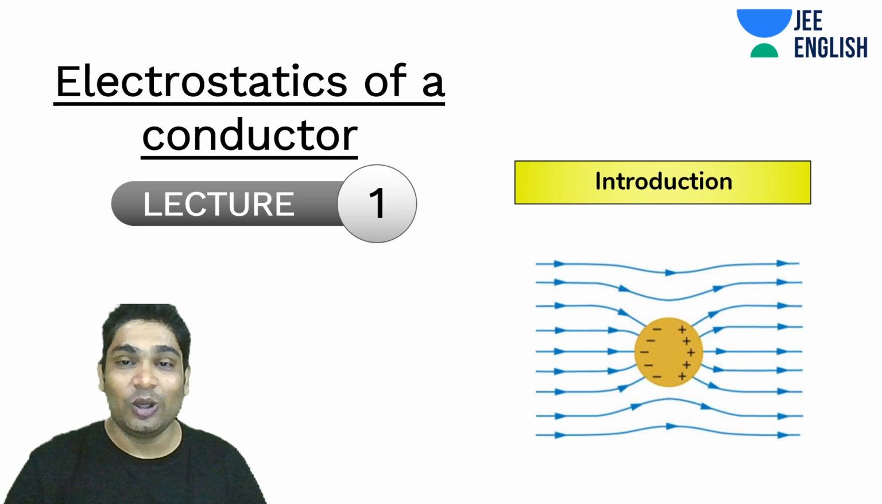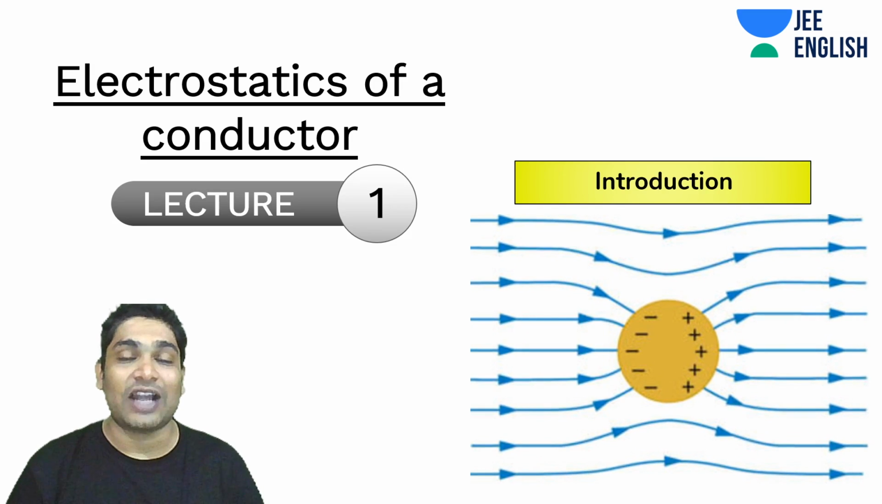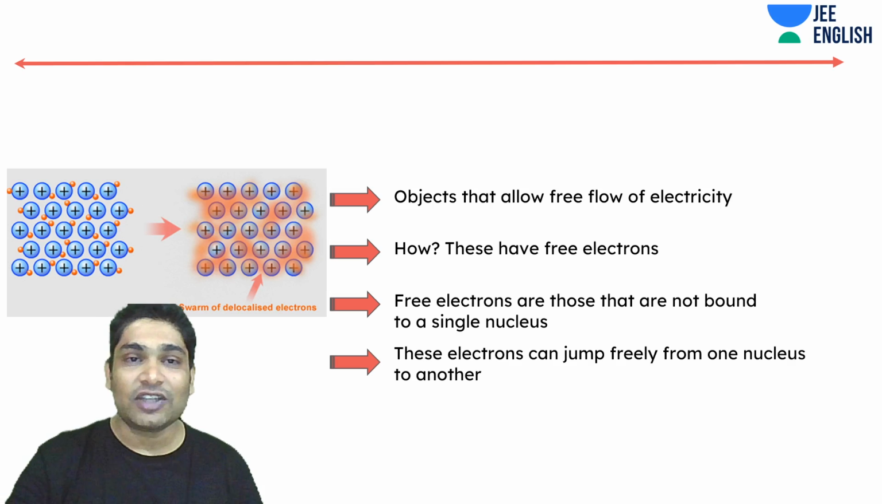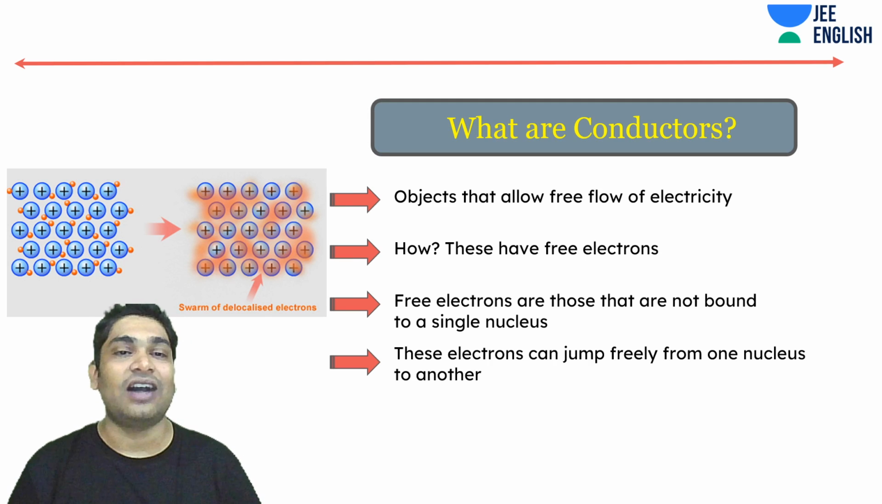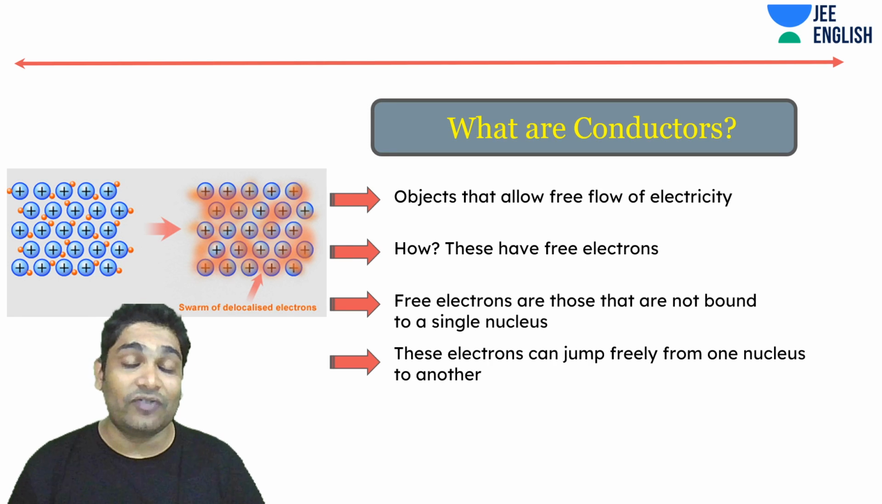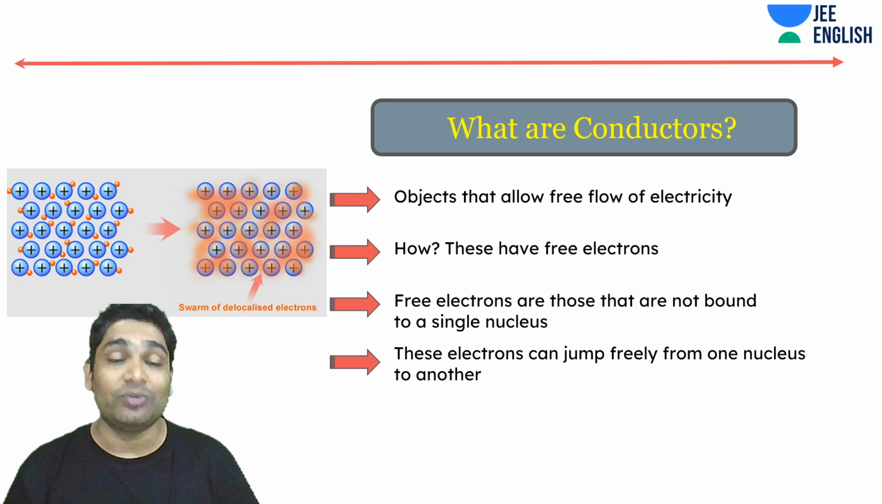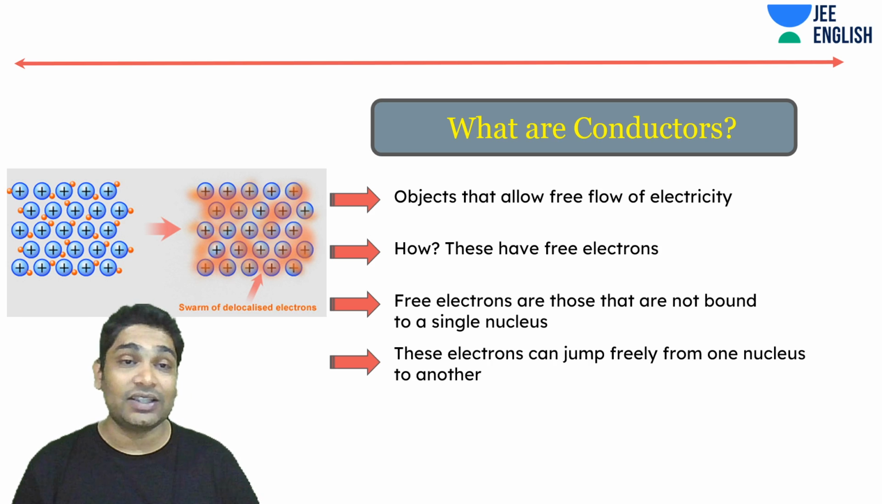All right. So let's get started with the topic of the day, electrostatics of a conductor. So first of all, we need to understand what exactly conductors are. Now, conductors are objects which allow the flow of electricity easily through them. Now, how are they managing that? That is because they have something called free electrons. So, what are free electrons?